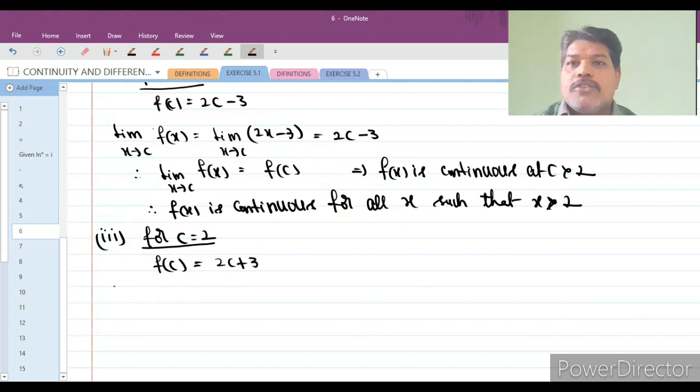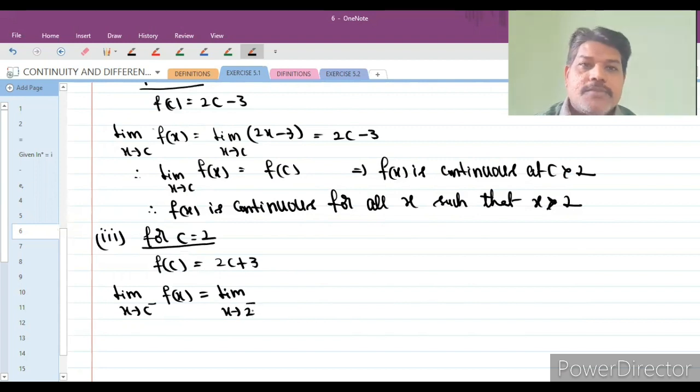Next I will take the limit as x tends to c minus of f of x. Otherwise, we can take directly the limit as x tends to 2 minus, by your choice. That means the limit as x tends to c minus of f of x is the limit as x tends to 2 minus. Extending to 2 minus means nothing but x value is less than 2.